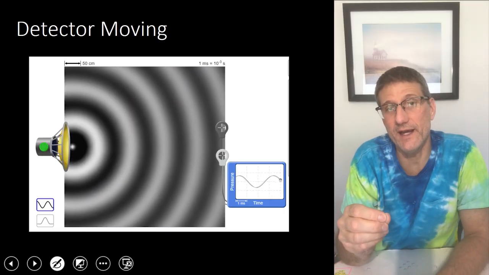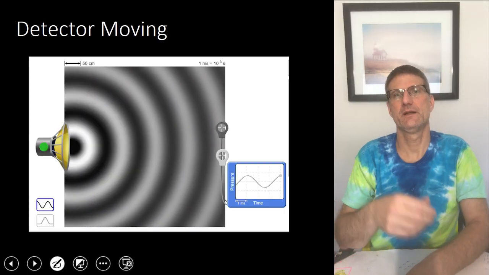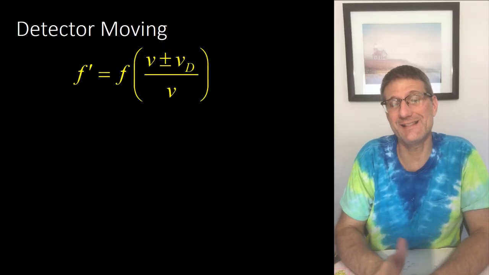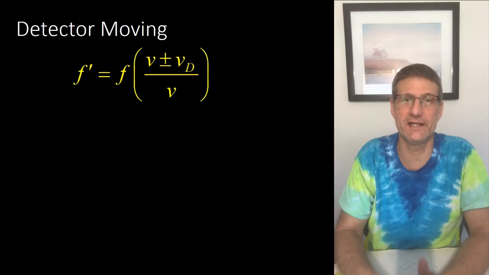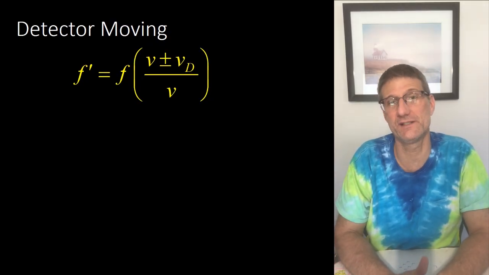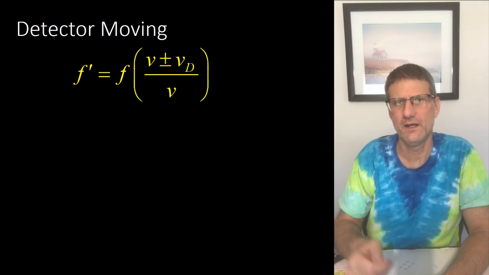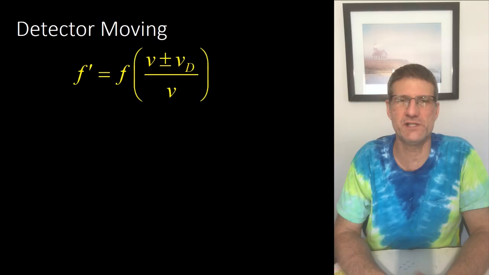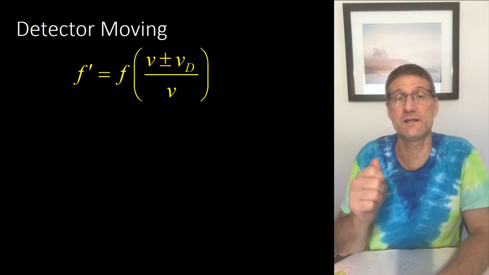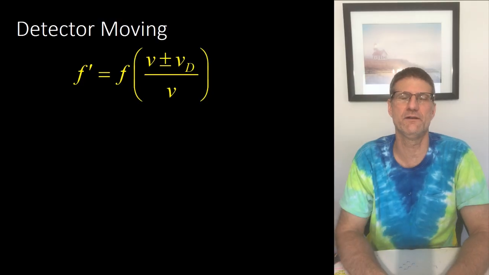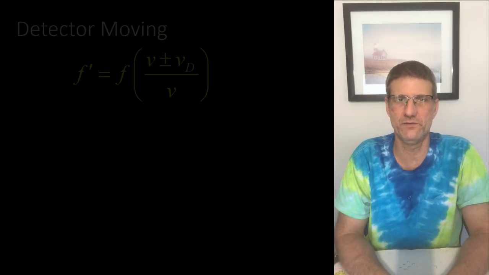So we get the same effect, but for a different reason, because the detector is intercepting or running away from those waves. So how much does that frequency get changed? Well, let's check it out. The formula here looks very similar, but notice a big difference. The fraction seems to be inverted. Well, that's because it's happening for a different reason. All the symbols here represent the same thing. V subscript D, of course, is the speed of the detector. So check out the derivation of the equation for detector moving.